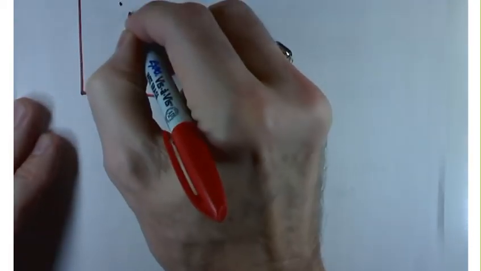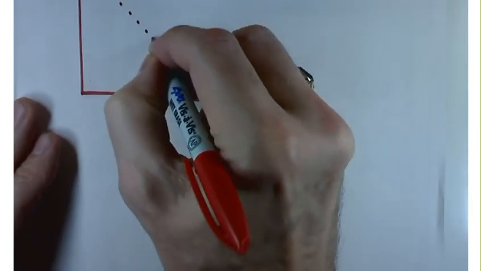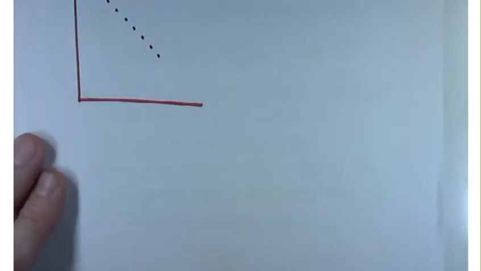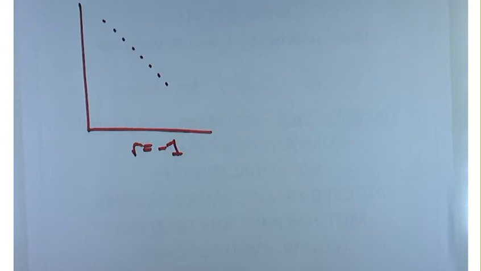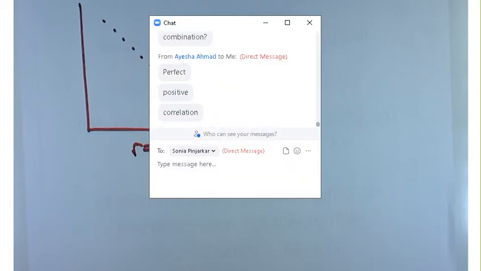So r of -1 would be something like this. A perfect straight line. That's an r equal to -1. R equal to +1 is the same thing in the positive direction, but it's a perfect linear correlation.